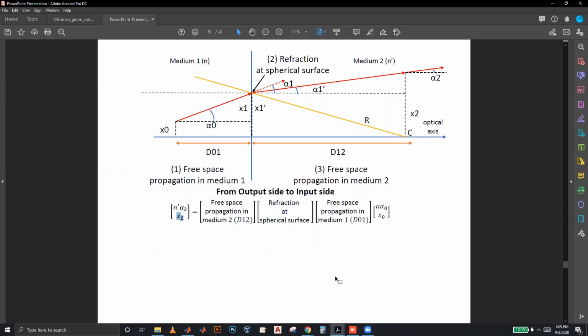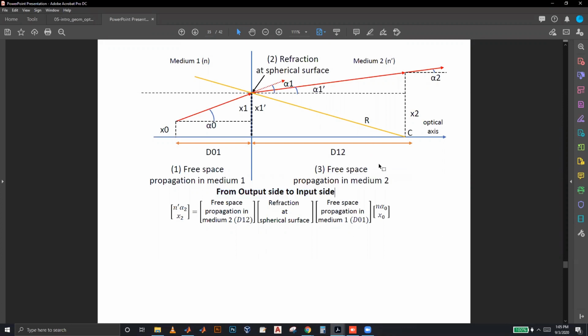Now the matrix inside this optical system would be a combination, mathematically speaking a multiplication, of 3 smaller matrices written for 3 individual phenomena that are taking place. First free space propagation, then refraction, and then free space propagation, right? If we combine the 3 phenomena, what we are left with is the system matrix of this optical system. And we have to write out these individual matrices from output side to input side.